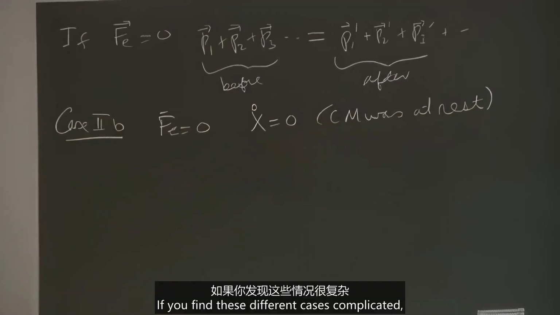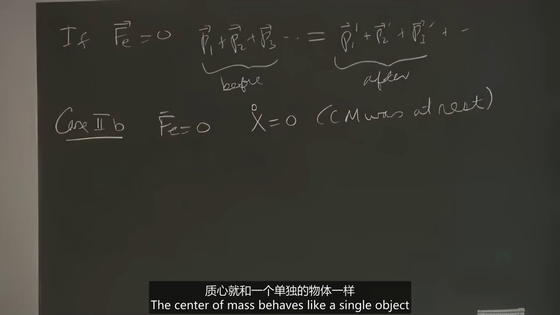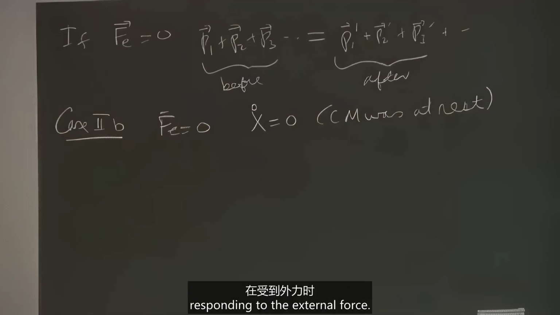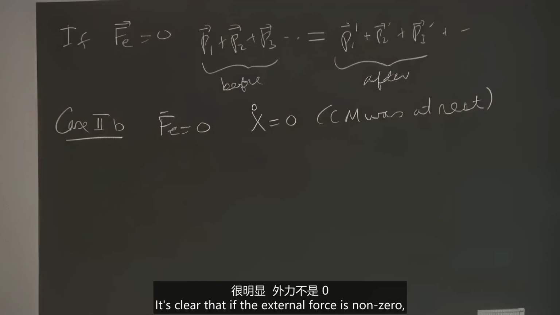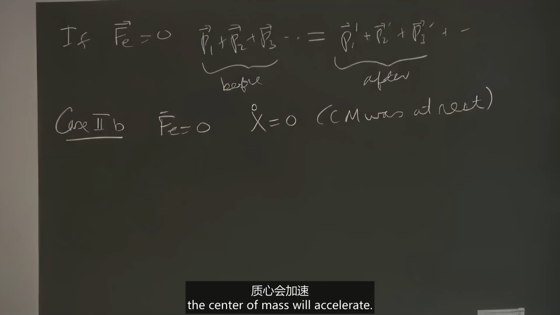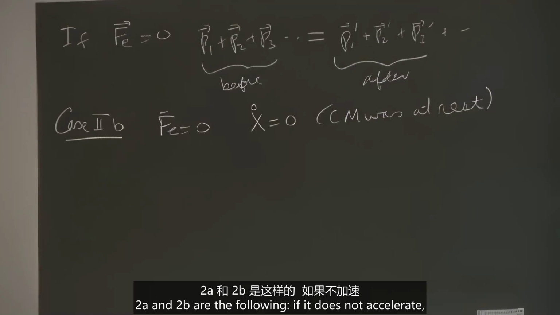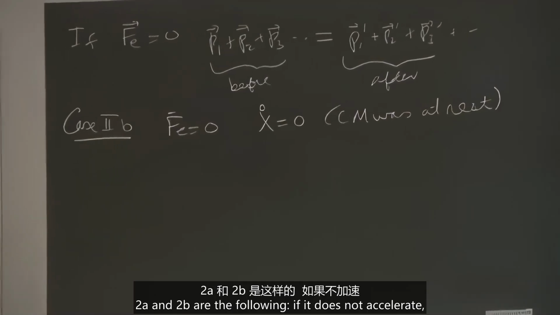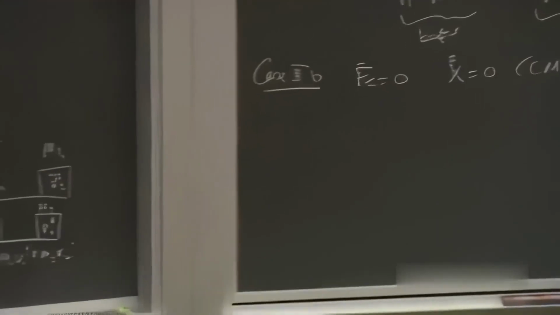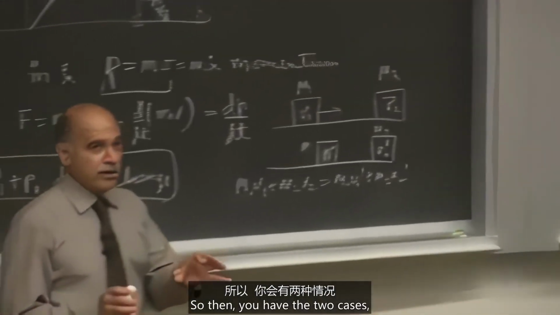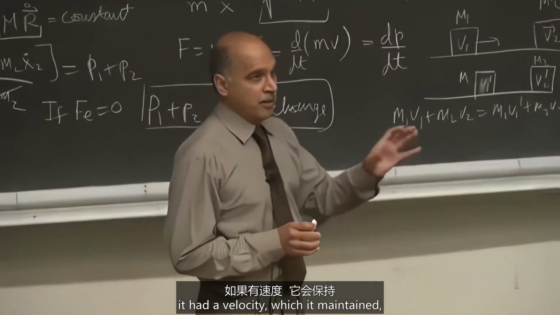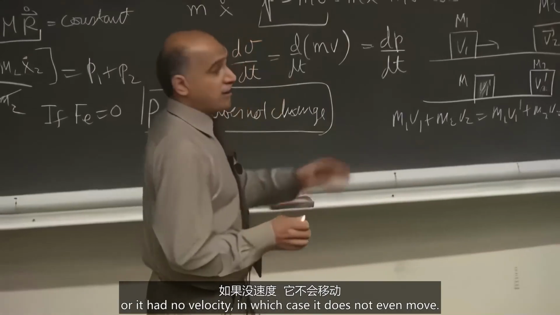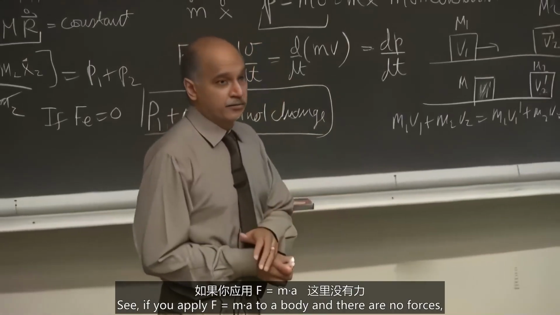Do you find these different cases complicated? Then I don't mind telling you one more time. Center of mass behaves like a single object responding to the external force. It's clear if the external force is non-zero, center of mass will accelerate. If external force is 0, center of mass will not accelerate. Those are cases 1 and 2. 2A and 2B are the following. If it does not accelerate, its velocity will not change. So then you have the two cases. It had a velocity, which it maintained, or it had no velocity, in which case it does not even move.